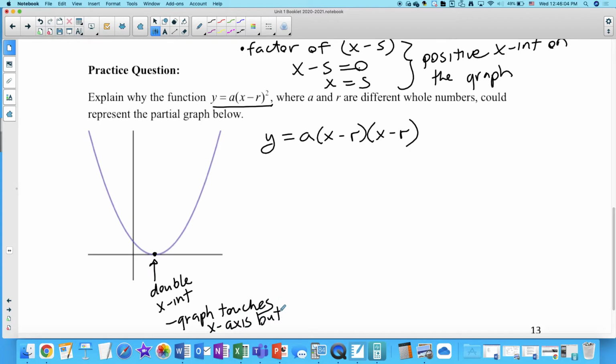Okay? And that's consistent with the equation. So what we would have here, again, A and R are whole numbers, so they must be positive, is that the leading coefficient is A, which is positive. Okay? That is consistent with the end behavior, which goes from quadrant 2 to quadrant 1.